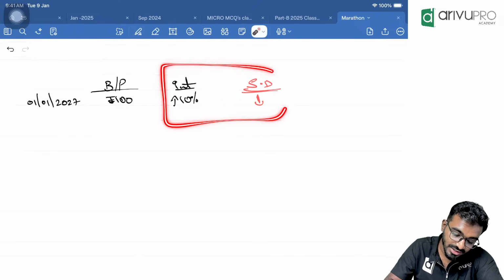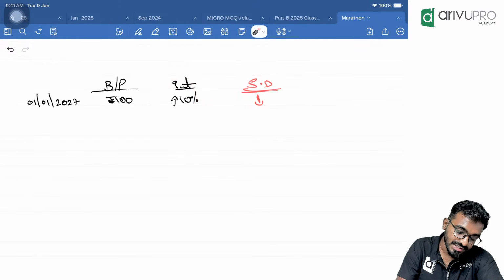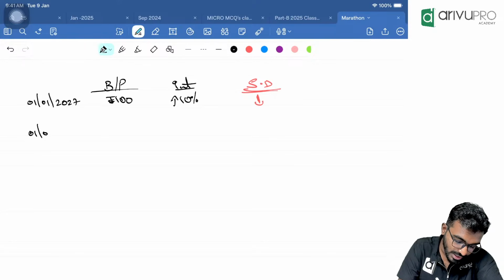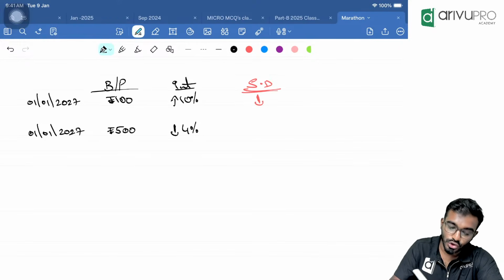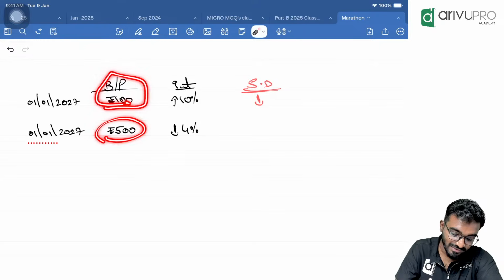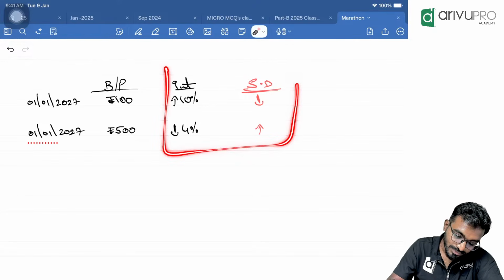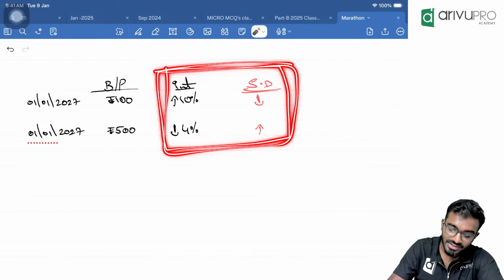Now only consider these two. Interest rate and speculative demand. Same way, after 6 months, let's assume on 1st of July 2027, bond price will become 500 rupee and interest rates will become 4%. Interest rate is low. At that point of time, you will convert back whatever you invested at 100 rupee, now it is 500 rupee. You will convert that back into your cash. That means now speculative demand for money will go up. So these two, speculative demand and interest rates, are inversely related.